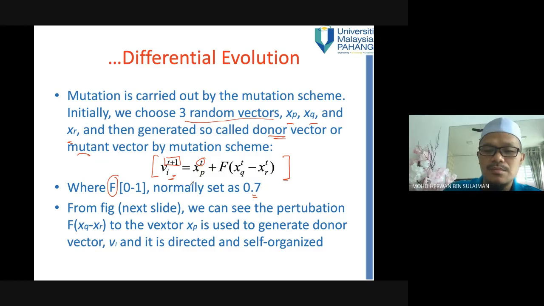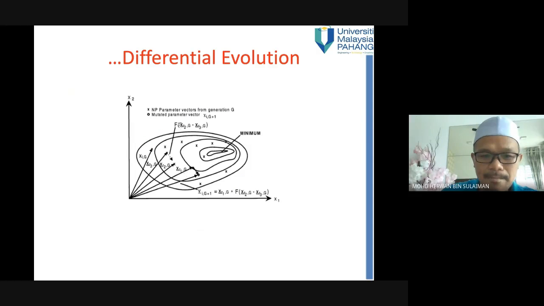So basically it just gives a perturbation. We call it perturbation. It's just some slight change of the system. From the figure, we can see the perturbation to the vector XP is used to generate the donor vector, and is directed and self-organized. So let's say we have our variables, 2 variables, x1 and x2. This one is the minimum point. This is your F times (xr2 minus xr3). Basically this is the donor vector, this is the current vector, and that plus this one, we call the perturbation, for the vector to find the optimum point or the minimum point. Okay, this is how the donor vector is obtained.